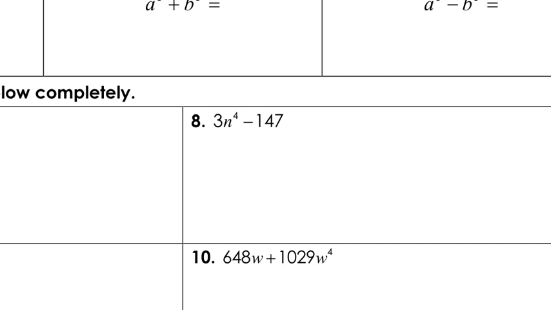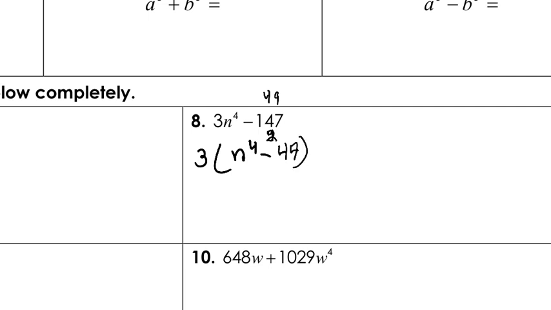There's a 3 in both of them, probably. Let's try it. n to the 4th minus 147, divide that by 3. 147 divided by 3 is 49. Okay, so it is n to the 4th minus 49.